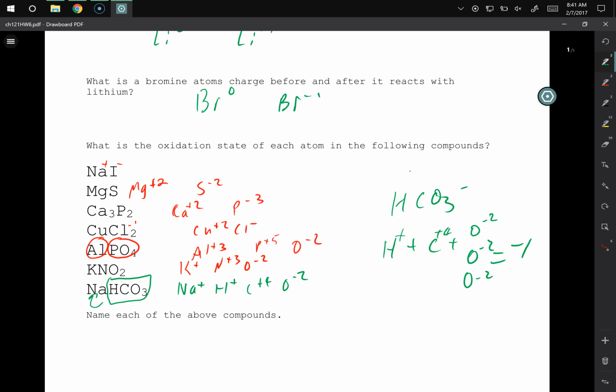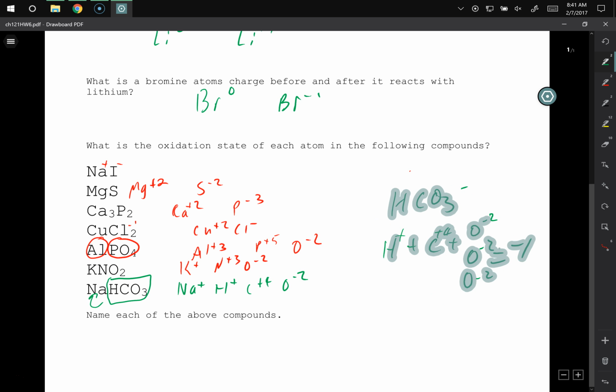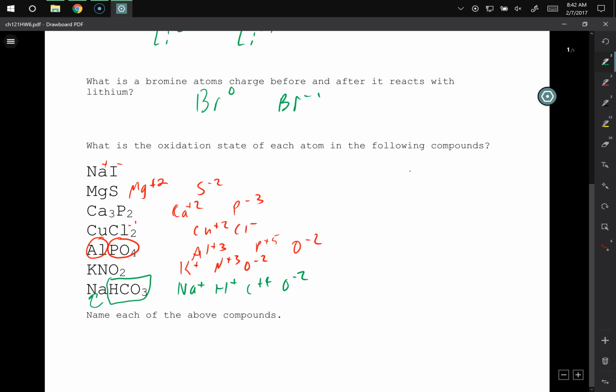Do we have names for these guys? I know we haven't really gone over that, but you had all weekend. Okay. So I'll erase all this.